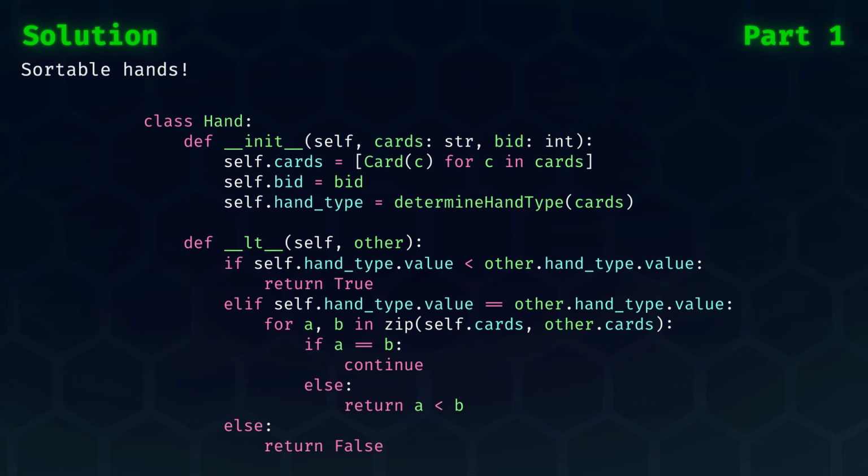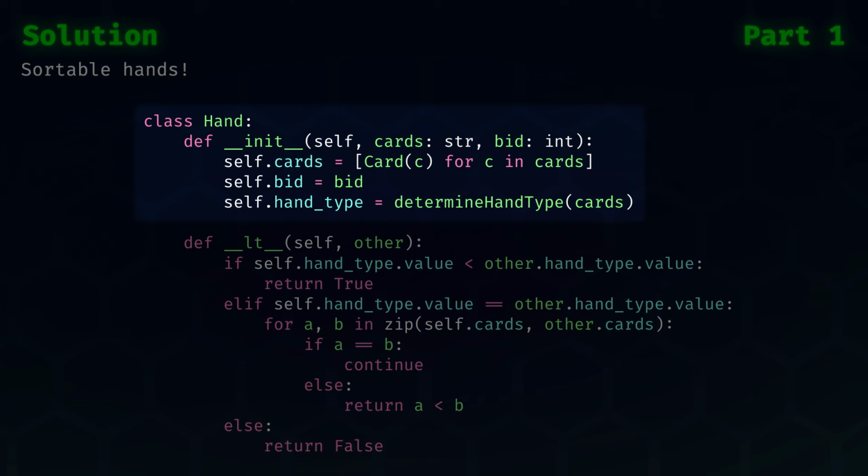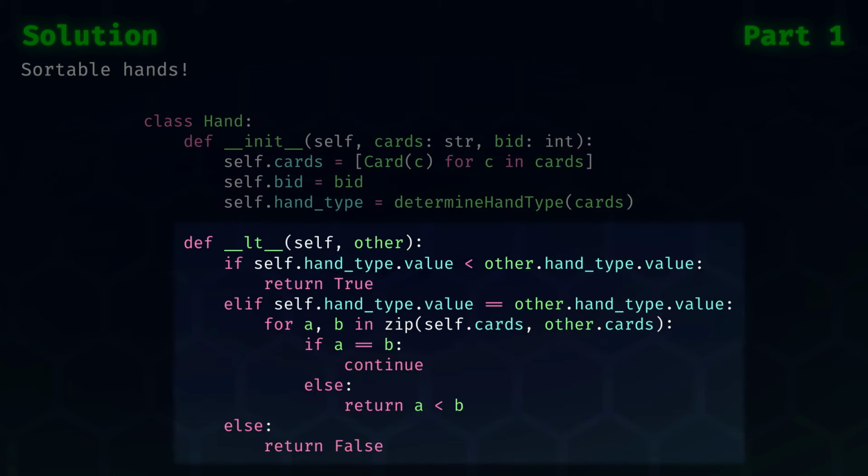Then finally, the hand class. We initialize this by passing in the card string and the bid value. Then we convert the card string to actual cards, store the bid, and we determine the hand type. Assuming that we have the hand type, the double_LT function is how we do the sorting of the hands.